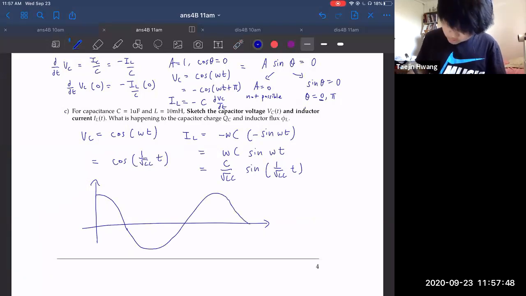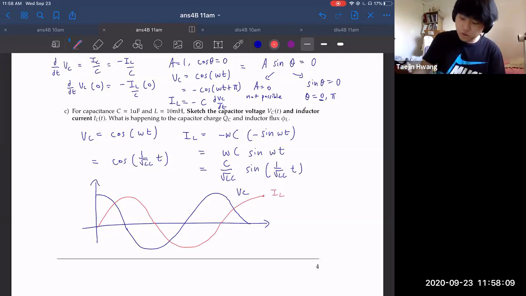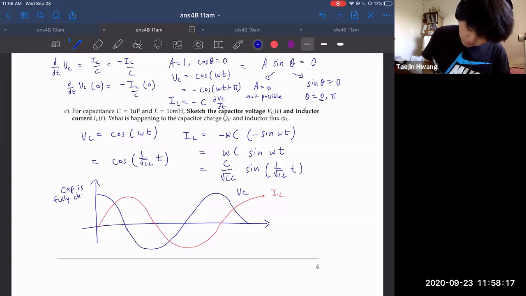This is the graph of a cosine. So this is the graph of VC. You'll notice that, excuse my horrible drawing skills, but they're exactly out of phase. In other words, when the capacitor is fully charged, the inductor has 0 flux.